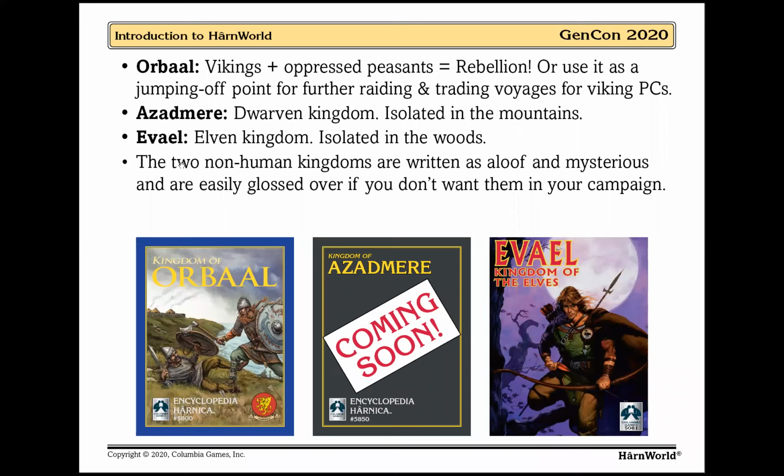Now, Marc mentioned that elves and dwarves do have a place in the HârnWorld setting, and each of those as a kingdom. So I mentioned that up in the northeast, in the mountains, you have Azadmir, which is the dwarven kingdom, and Ivael is the kingdom of the Sindarin, or elves. And they're both isolated. They're both easily bypassed or integrated in the game in other ways, and we'll be talking about that in a little bit.